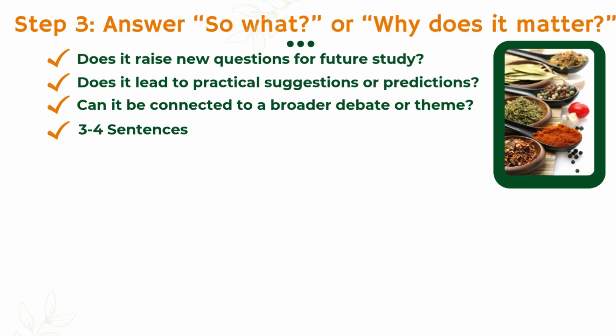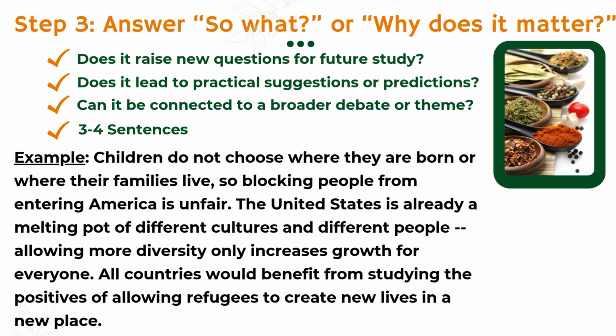For our example essay, we might write the following paragraph. Children do not choose where they are born or where their families live, so blocking people from entering America is unfair. The United States is already a melting pot of different cultures and different people. Allowing more diversity only increases growth for everyone. All countries would benefit from studying the positives of allowing refugees to create new lives in a new place. Note that this explains why the issue is important.